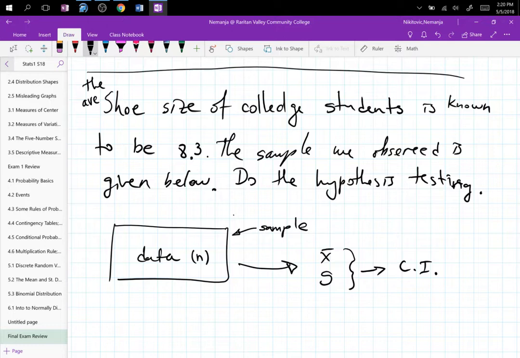9.4. But as you can see over here, you have the data. I didn't write the points in the data, but you have the data. That means that you have n, and you have all the xi's to find x bar and to find the sample standard deviation. So the data is going to give rise to the standard deviation and x bar for that sample. And now we can do the hypothesis testing after this.